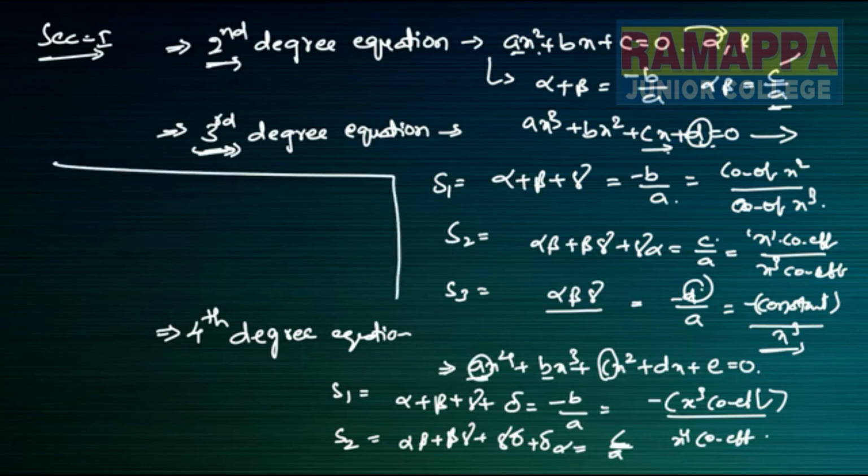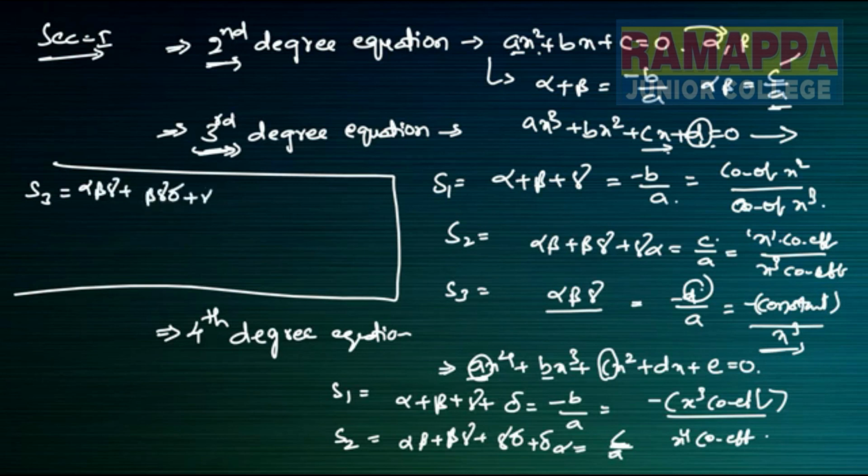Now I will write the other two points. s3 = alpha beta gamma + beta gamma delta + gamma delta alpha + delta alpha beta = -d/a, that is, minus the coefficient of x divided by a. And s4 = alpha × beta × gamma × delta = e/a, the constant term divided by a.